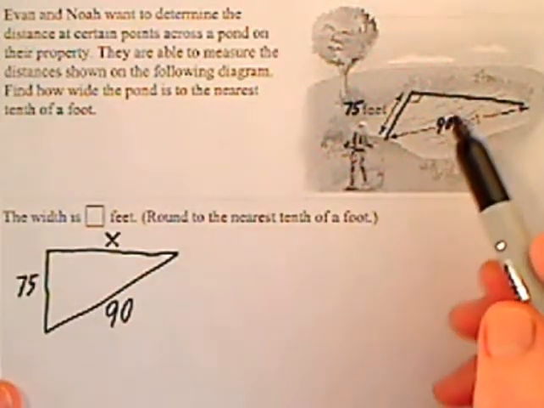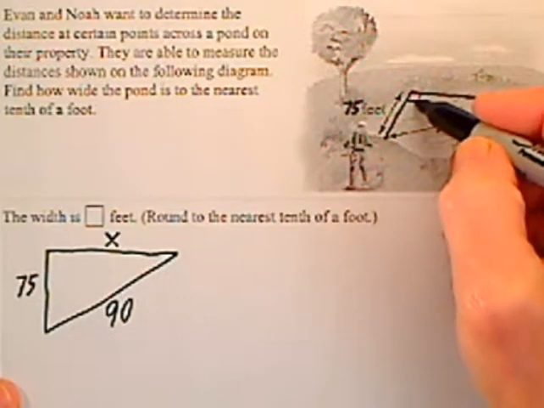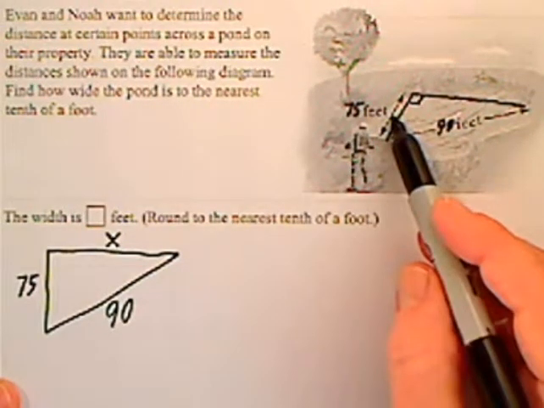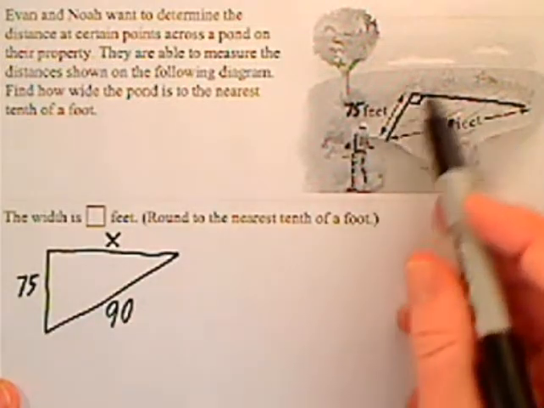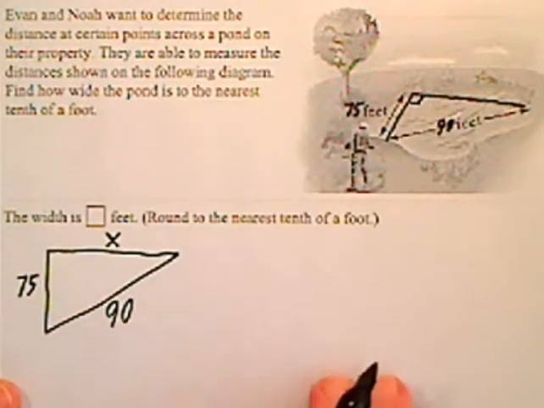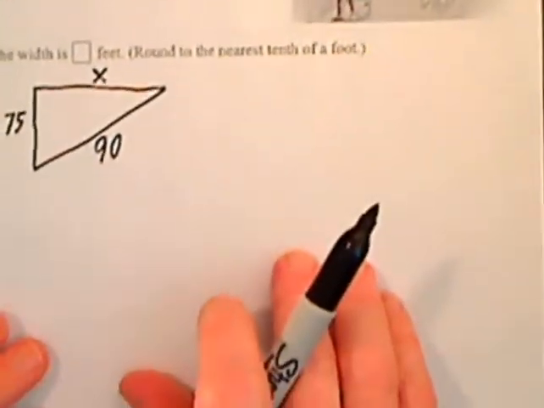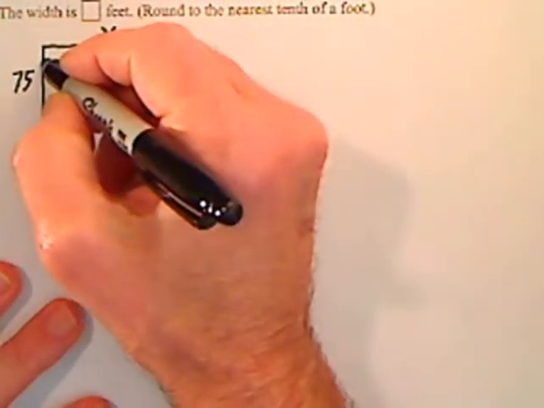Okay, this problem is going to be solved using the Pythagorean theorem because they've indicated that we have a right triangle and we're given two sides of the triangle. We have to find the third. Since it's drawn on the pond here, it's a little bit hard to see, so I redrew essentially the same triangle, so it's just a little bit easier to look at. Let's go ahead and solve this using the Pythagorean theorem.